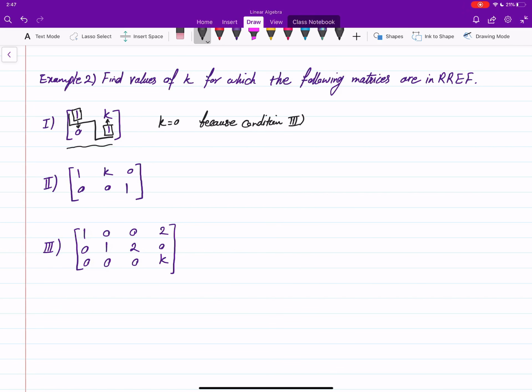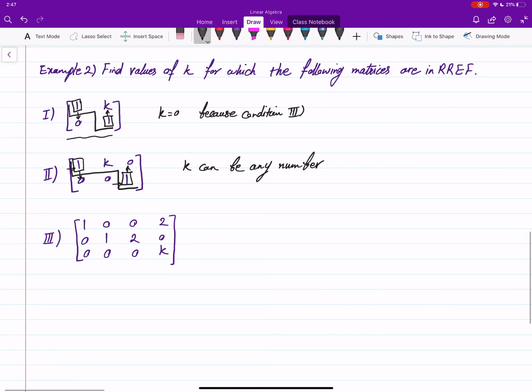How about the second one here? Well, in both rows the first non-zero entry is 1. The entries in the columns of leading ones are 0. Very nice. And leading ones are forming a step-like pattern. So there's no condition on k. k can be any number. The matrix will be in row reduced echelon form for any value of k.